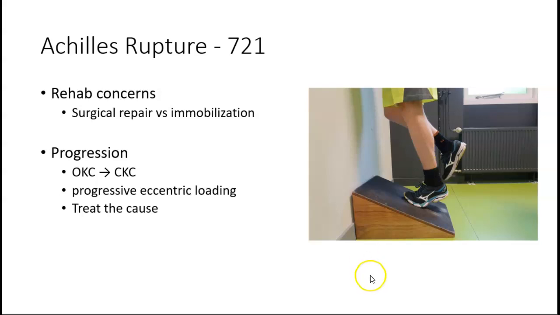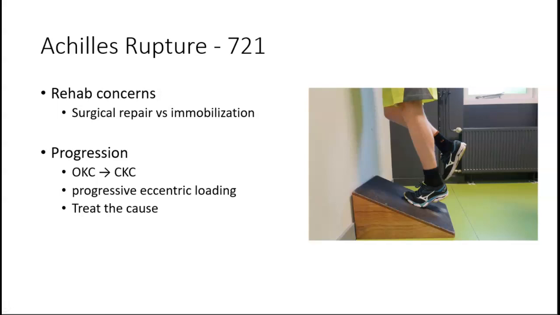So we start with some eccentric loading. We want to work towards closed kinetic chain, and then ultimately we're treating the cause. So if it's because of compensatory pronation, then that's what we're going to try to attack and try to prevent from happening again.